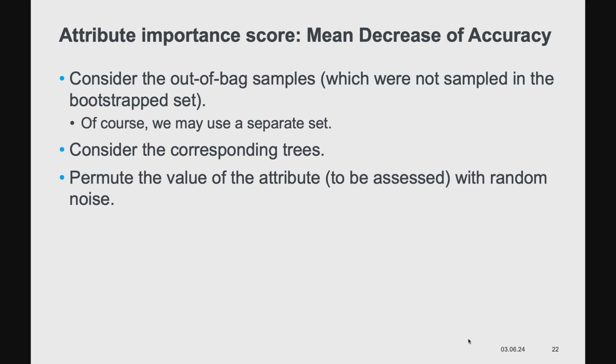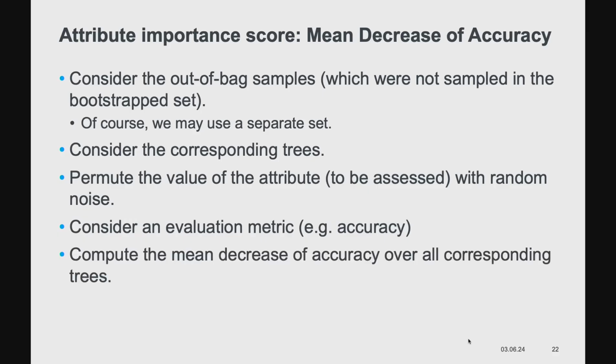This is something we may want to assess. Then we look at an evaluation metric. We looked at accuracy before. Depending on the problem, it could be something else like precision or recall or AUC. Or that's not something we had, and we look at how the accuracy decreases when we manipulate the attribute.